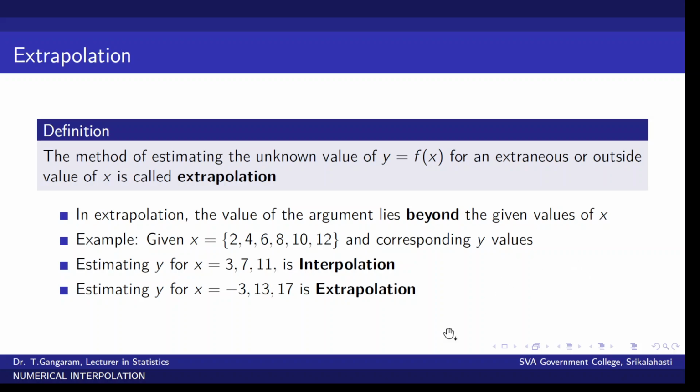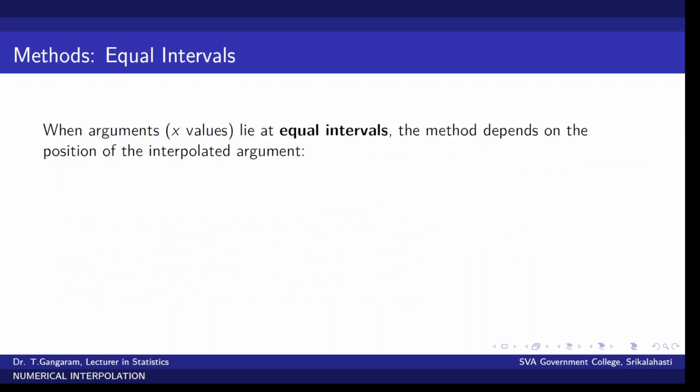And for x is equal to minus 3, if we find the value of y, what is the value of y? Minus 3 is below the value of 2, and 13 and 17 are above the given series value 12. So these are outside the given range of the x series. This method of estimating the y value for such values of x is called extrapolation.